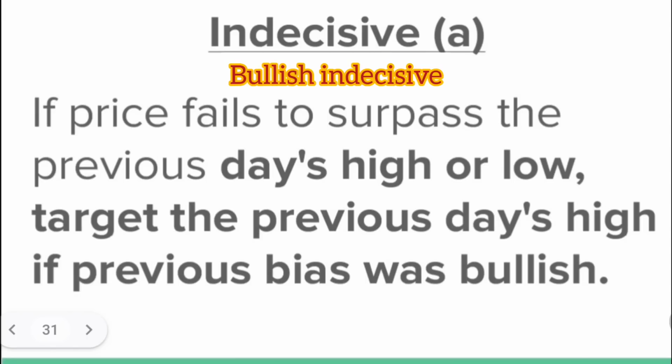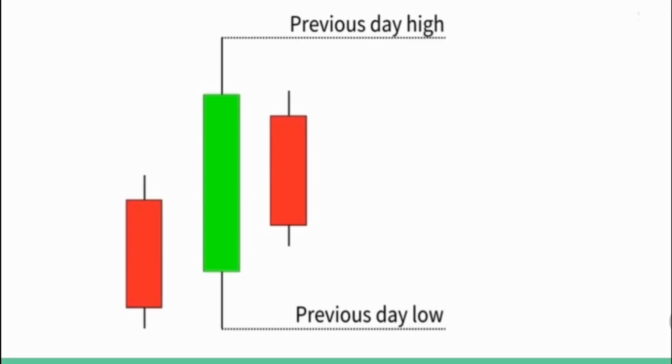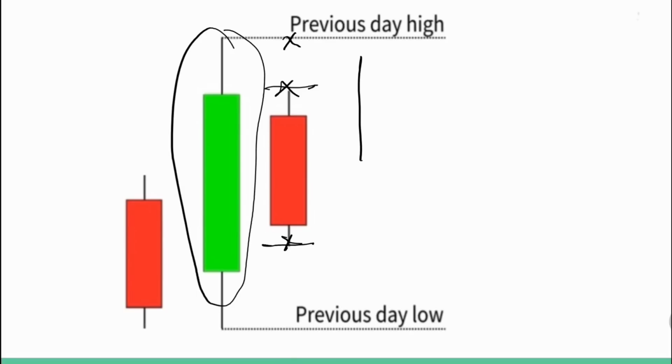Now for the indecisive, if price fails to surpass the previous day's high or low, target the previous day's high if the previous bias was bullish. Now we said that here this candle did not close above this previous day's high, and this week this candle did not close below. So what would now be this daily candle? I'll use this as my bias. That is what we said.